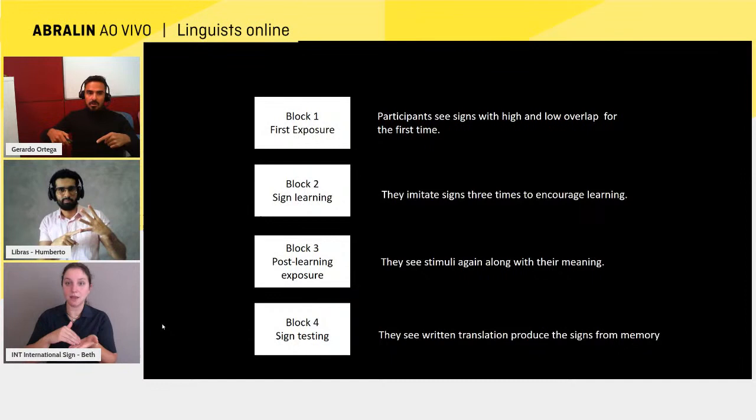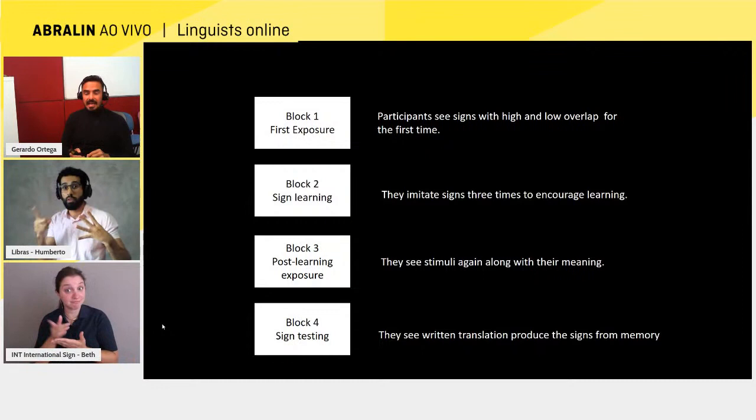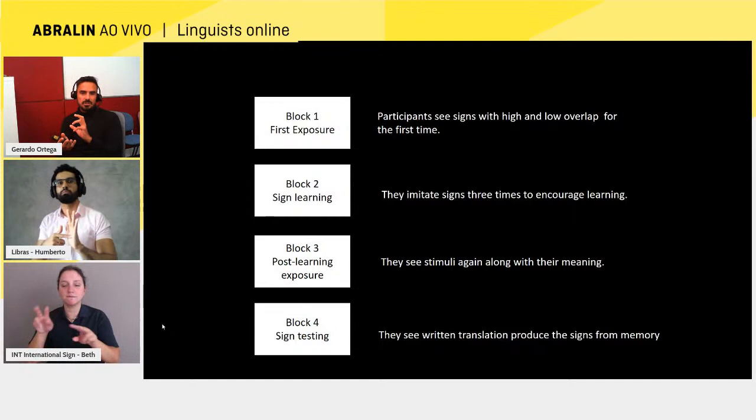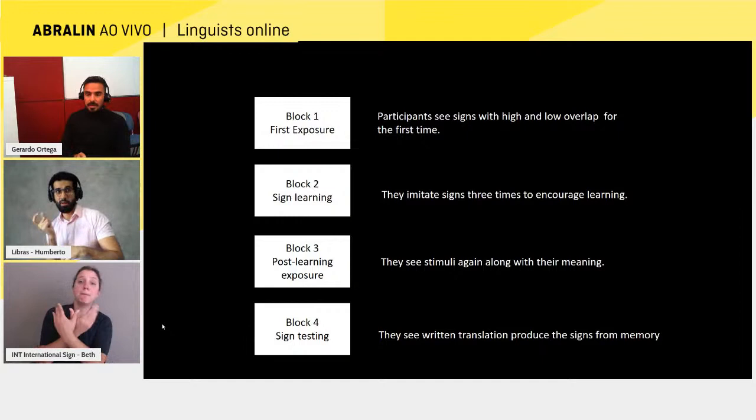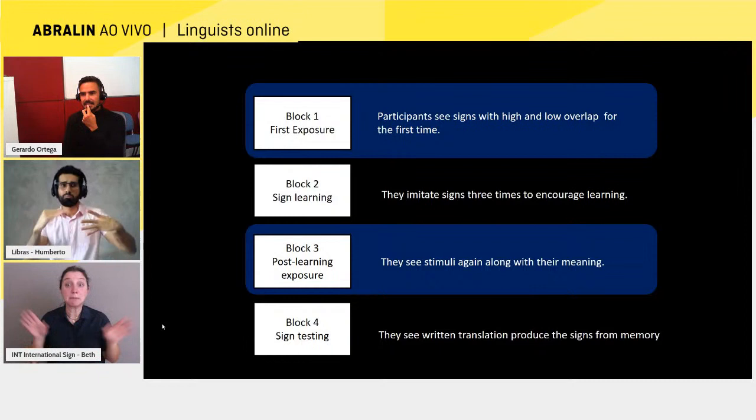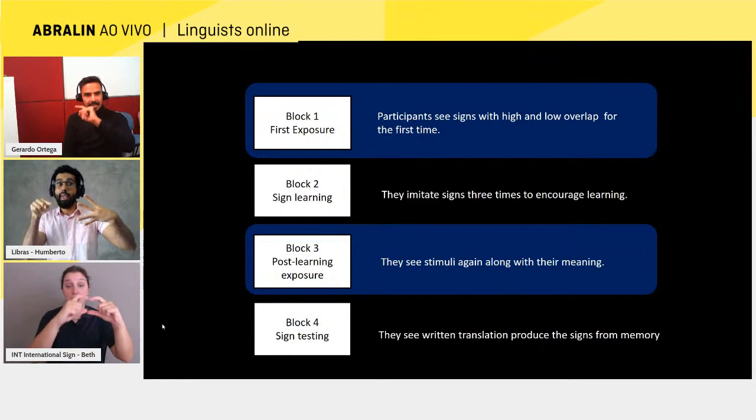And then in the final block, we tested them. We wanted to know whether they learned the signs or not. And we did this by, instead of showing them the sign, showing them the translation in Dutch. So we would show them the word butterfly, and they would have to come up with the sign that they've learned. Something that is important to highlight and repeat here is that we only measure brain signals in the first exposure, when they had never seen any signs before, and then again after the intensive training.